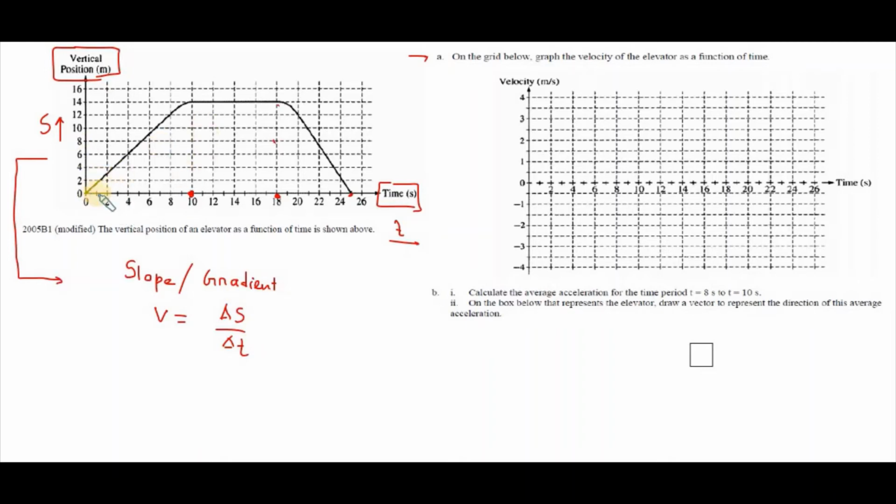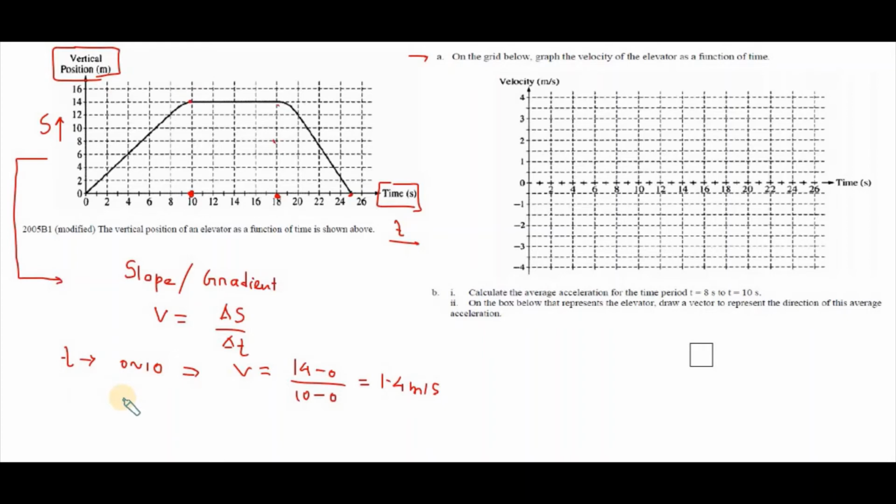From here, between 0 to 10 seconds, first we have to compute what the slope is. So when the time t equals 0 to 10 seconds, the slope, that is velocity, is represented by the change in the value of y, that is 14 minus 0, over the change in the value of x, that is 10 minus 0, which means it's 1.4 meter per second.